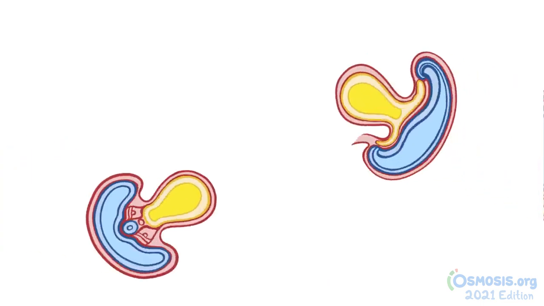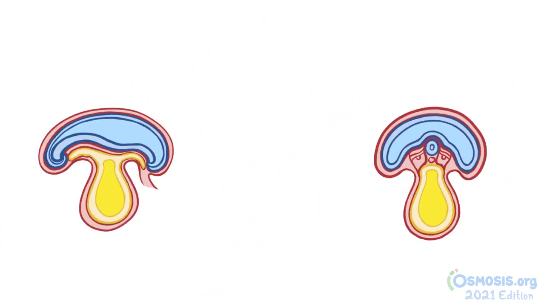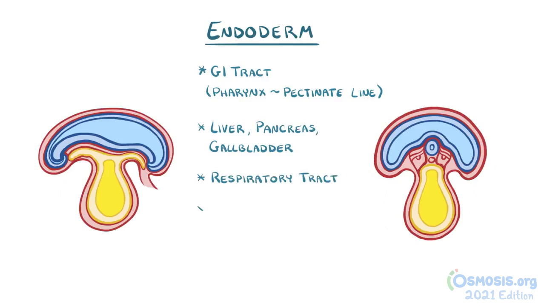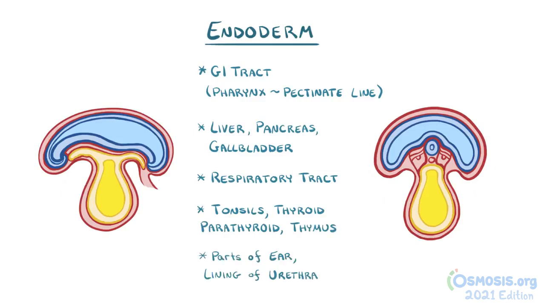Alright, as a quick recap, when the embryo folds in the longitudinal plane and in the transverse plane, it helps to change the gut tube so that it starts looking like a tube within a tube, with a central vitelline duct attached to the yolk sac in the middle. The endoderm ultimately gives rise to the gastrointestinal tract leading from the pharynx to just above the pectinate line of the anus. It also gives rise to the liver, pancreas, and gallbladder, as well as the respiratory tract, the tonsils, the thyroid, the parathyroid glands, the thymus, parts of the ear, and the lining of the urethra and bladder.